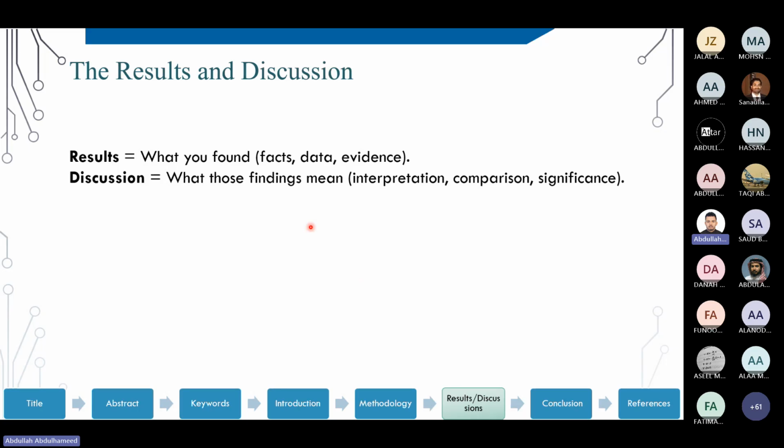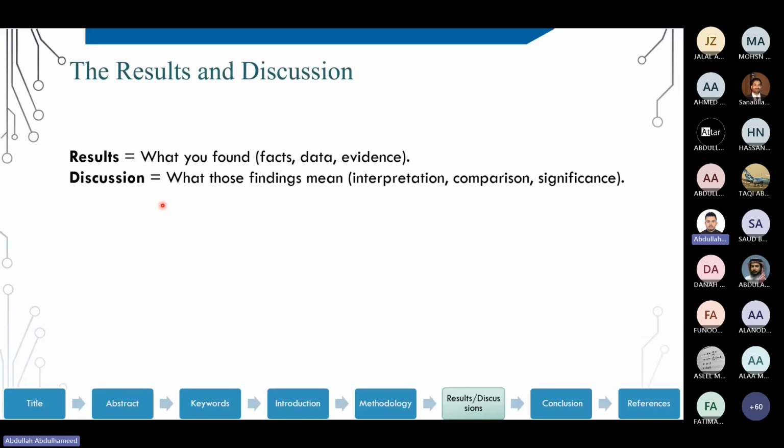So the results, what you found. It can be data, it can be facts, it can be evidence, it can be numbers, it can be curves, tables. So these are the things that you find. After you finish the experiment, of course, you will have some information, you will have some data. This is your result.